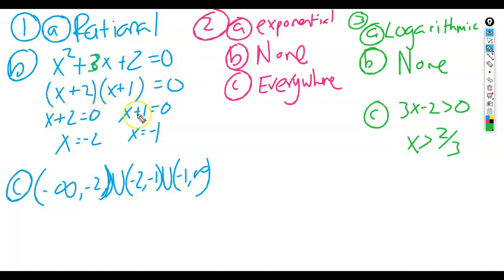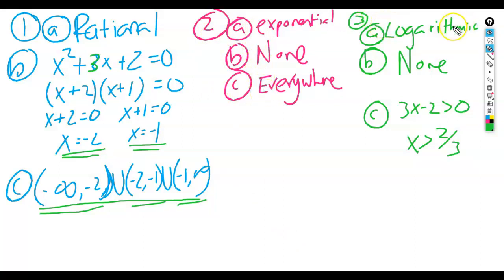Then you set each factor equal to 0, x plus 2 equals 0 and x plus 1 equals 0, and solve both. Those are your 2 points of discontinuity. And if those are your 2 points of discontinuity, there's your interval of continuity. It would go from negative infinity up to negative 2, from negative 2 up to negative 1, and then from negative 1 up to infinity. Number 2 was an exponential function. They don't have any discontinuities and they're continuous everywhere.